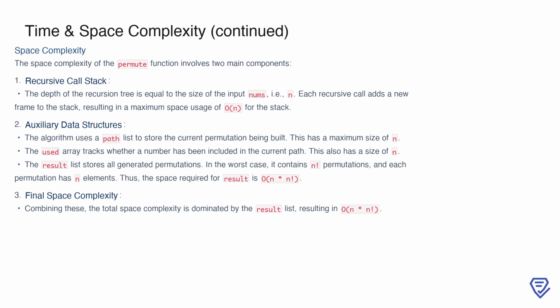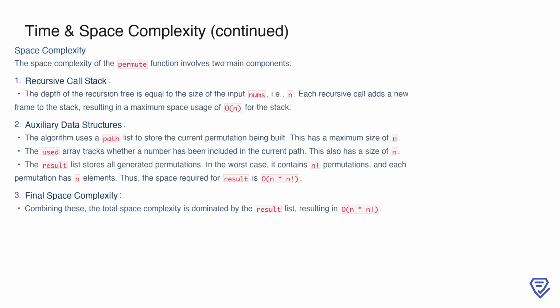The space complexity of the permute function is influenced by both the recursive call stack and auxiliary structures. First, the recursion depth is equal to the size of the input nums, which means the stack can grow up to O(n). Additionally, the algorithm uses a path list to build permutations, which requires O(n) space, and a used array to track which numbers are included, also taking O(n).